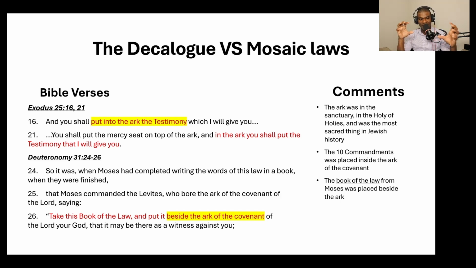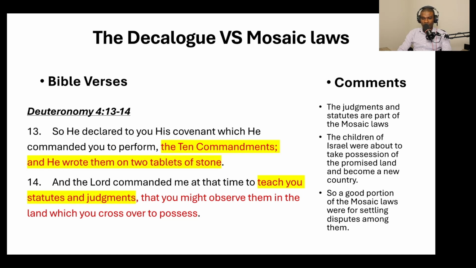So the Ten Commandments was inside the ark. The book of the law, the Mosaic Law, was on the side of the ark. Why is there a difference? Deuteronomy 4:13-14. So he declared to you his covenant which he commanded you to perform, the Ten Commandments, and he wrote them on two tablets of stone. And the Lord commanded me at that time to teach you statutes and judgments, that you might observe them in the land which you cross over to possess. Again, why is there a difference?